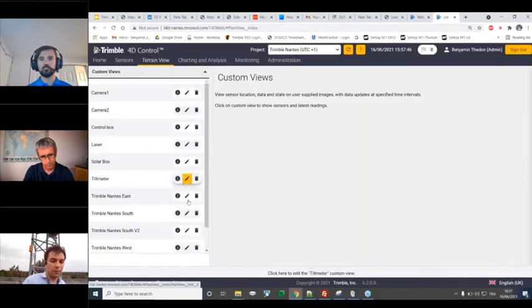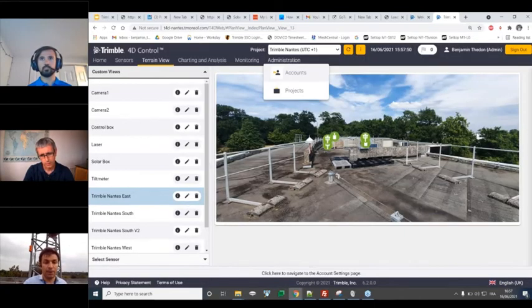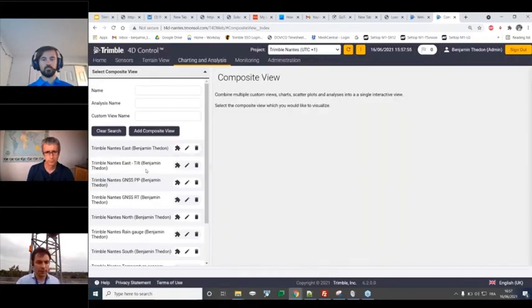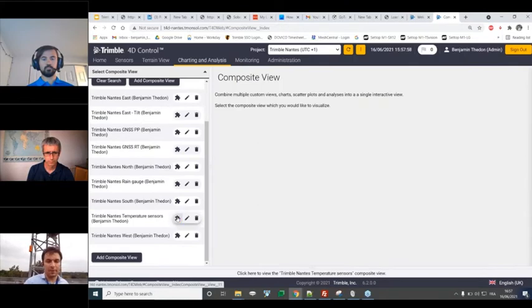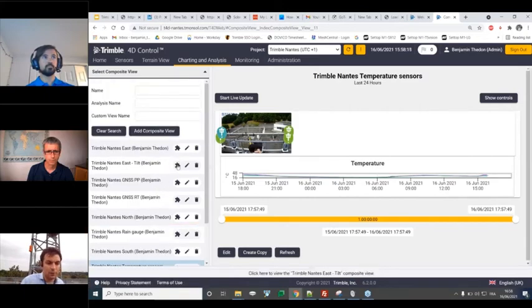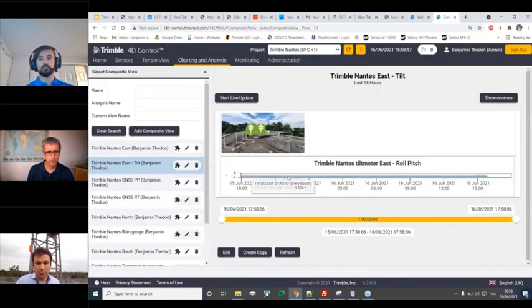And we can go on another custom view if we want, and put it in another custom view if it's a mistake. Just going to the chart, I make some composite view about, for example, the temperature. Oh, I think there is an issue with the screen, but you are able to see both weather station, tilt meter, and all your sensor temperature directly on the interface. And if we want to go to the tilt, we are also able to see the tilt displacement.